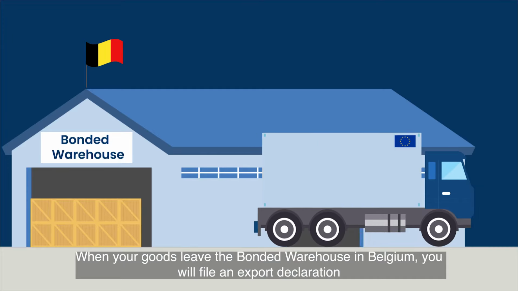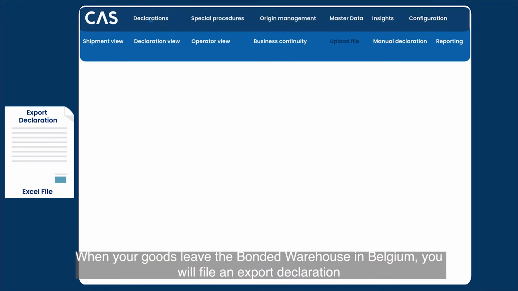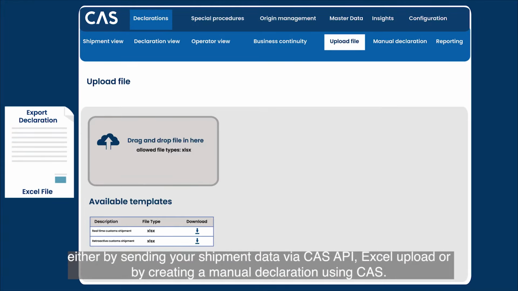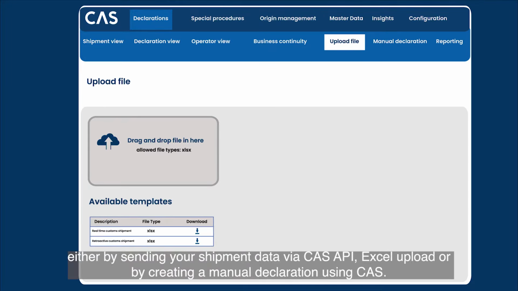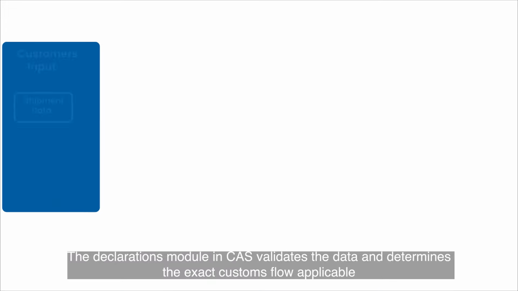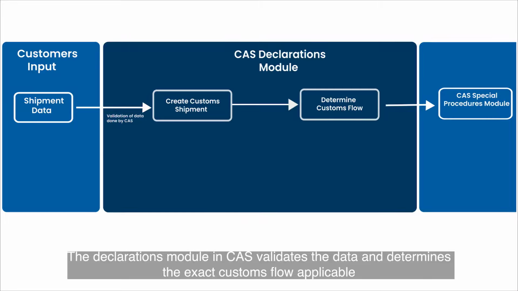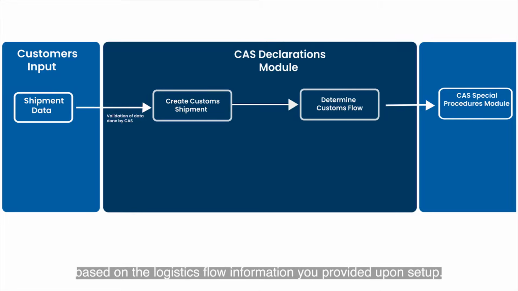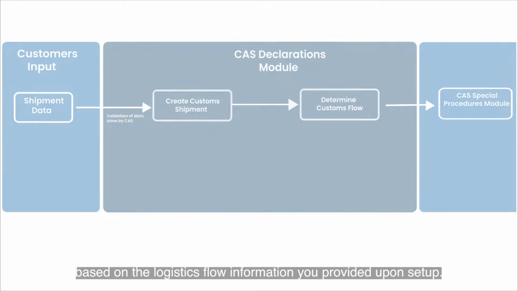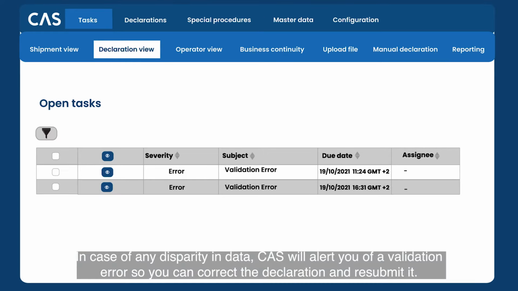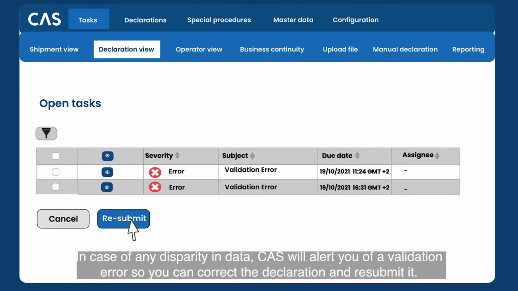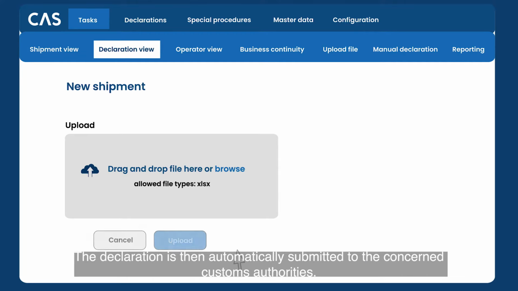When your goods leave the bonded warehouse in Belgium, you will file an export declaration either by sending your shipment data via CAS API, Excel upload, or by creating a manual declaration using CAS. The Declarations module in CAS validates the data and determines the exact customs flow applicable based on the logistics flow information you provided upon setup. In case of any disparity in data, CAS will alert you of a validation error so you can correct the declaration and resubmit it. The declaration is then automatically submitted to the concerned customs authorities.